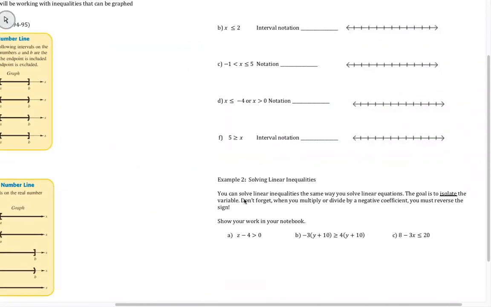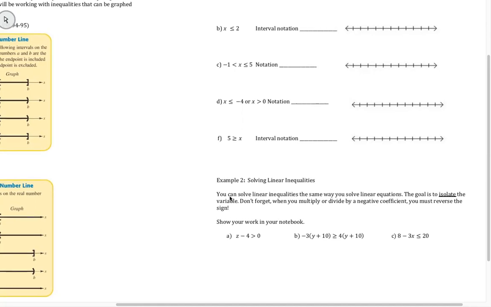We also talked about the fact that infinity was unattainable, so it always had an open bracket, so a parenthesis.